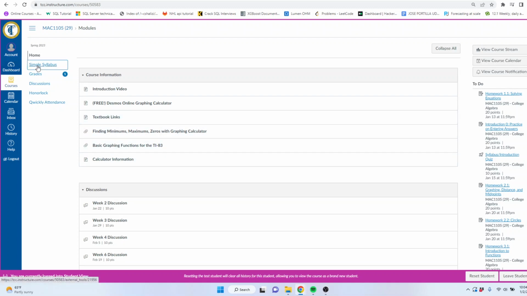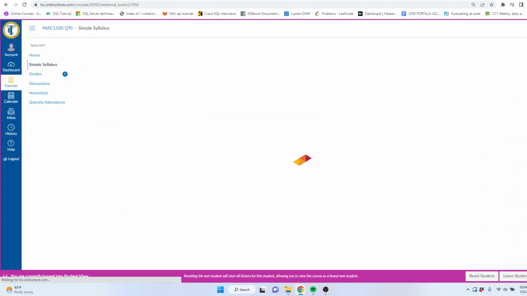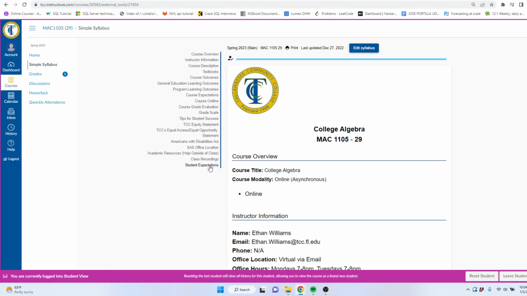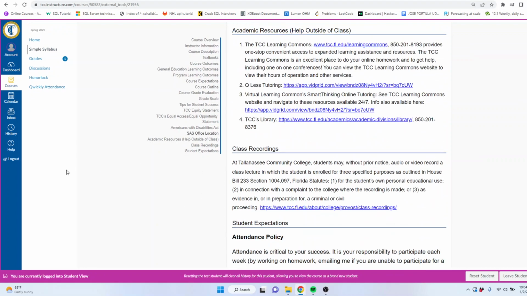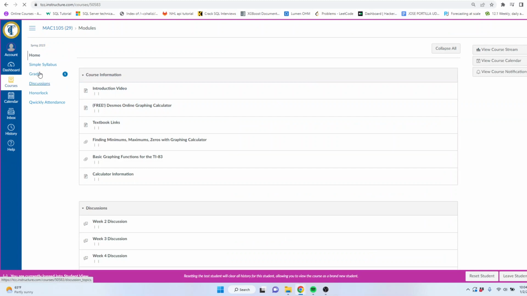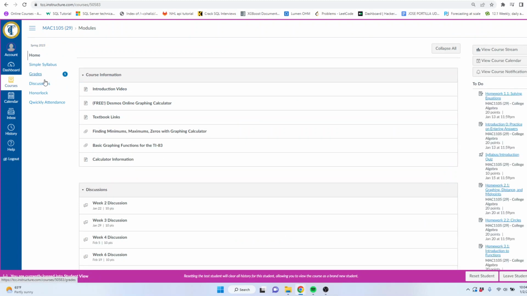Remember, the syllabus has links to outside of class resources and things like that. You just go to academic resources, help outside of class, and you can go through that. The grades tab is exactly what you would expect it to be, and you don't really need to go to any of the other tabs. So really, you only need these top 3 tabs. There will be one other tab as we go through the course. There's not any announcements currently because the course hasn't started, but there will be an announcements tab that pops up here.